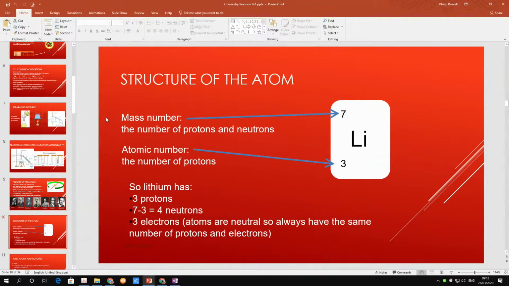And then we have the other number, which is the atomic number, which is the number of protons, and it's also the number of electrons. So if we have a look at lithium, it's got 3 protons, it's got 3 electrons, and we see from the number there, it's 7 minus 3, which is 4 neutrons.